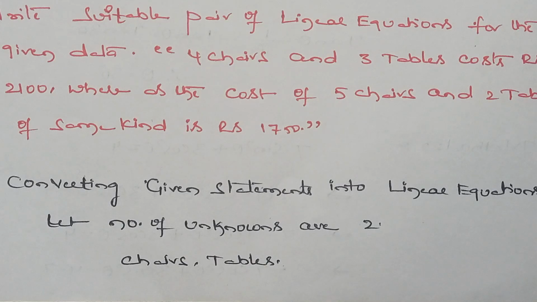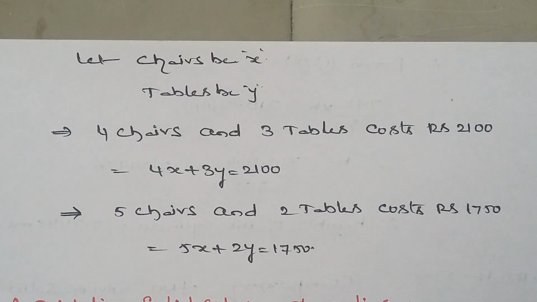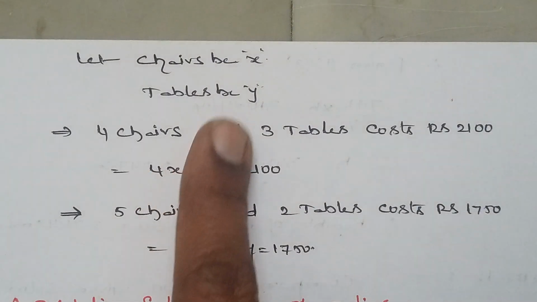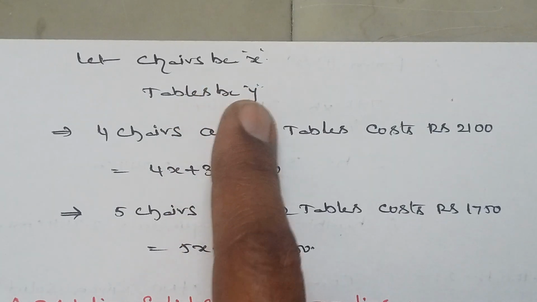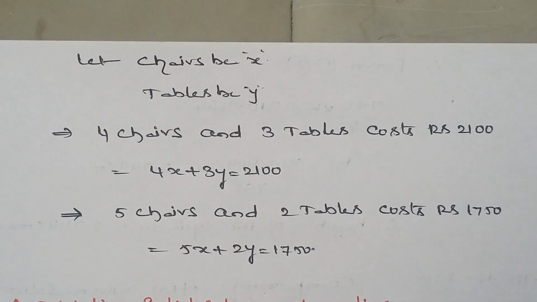So what is given here? 4 chairs and 3 tables cost rupees 2100, and 5 chairs and 2 tables cost 1750. Now, what are the unknowns in the given question? The question is talking about chairs and tables, so take chairs as x. Let chairs be x and tables be y, or you can take chairs as y and tables as x, it is up to you. But we need to take one variable for each.